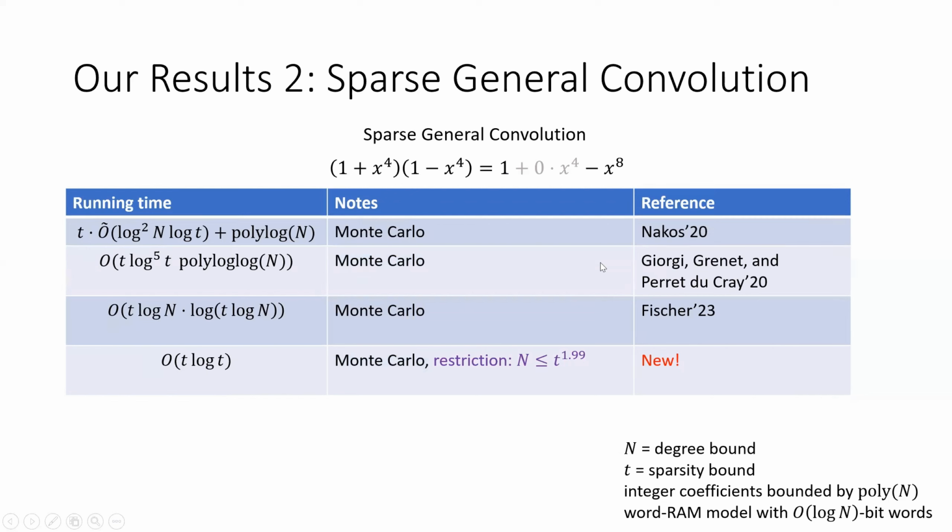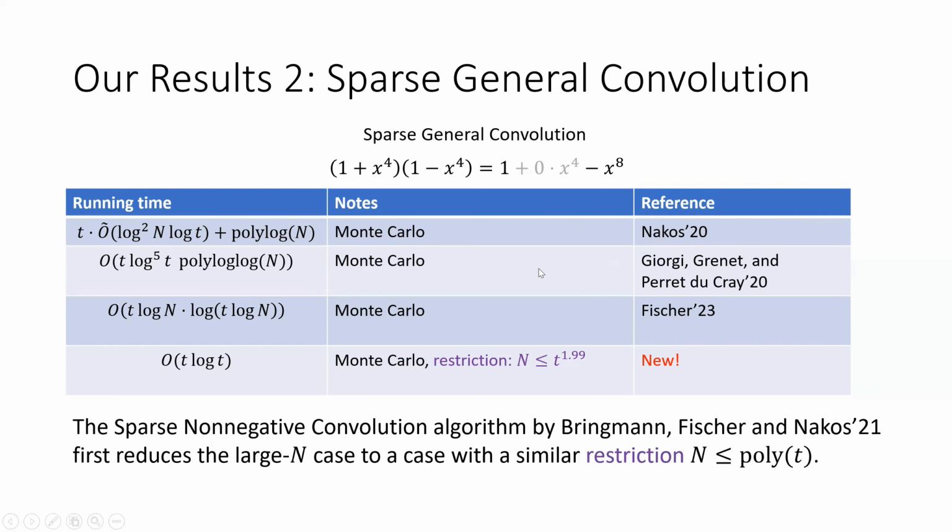Second, for the sparse general convolution problem, we give a Monte Carlo algorithm with order T log T time and constant success probability, but it only works under the restriction that the degree bound n is at most T to the 1.99, which is truly subquadratic in T. So this result does not fully solve the open question, but it makes a first step.